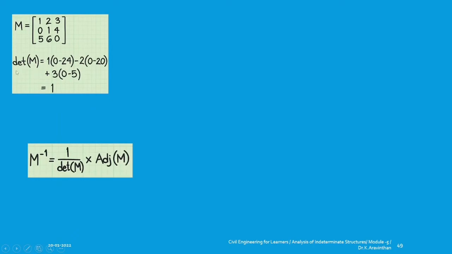And what is the determinant of M? See, you will be having a 3 by 3 matrix like this. You have to take 1 into this is 1 and multiply these components, 1 into 0 and 4 into 6. So 4 into 6 will be 24, 0 minus 24, and you have to take minus 2 into 0 into 0, 5 into 4. So 5 fours are 20, this is written here. Likewise, if you take the third column, first row, 3 plus 3 into 0 into 6, 5 into 1. So 0 into 6 will be 0, 5 into 1 will be 5. So this is the way to find the determinant.